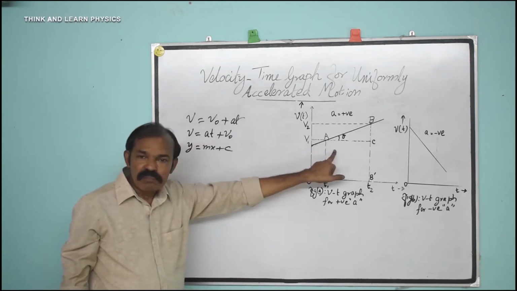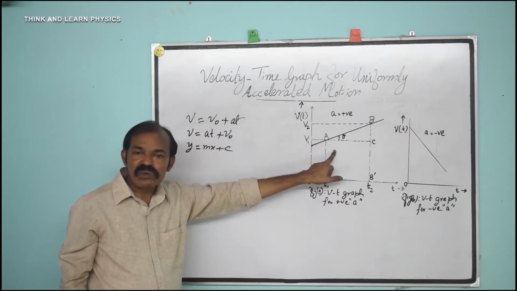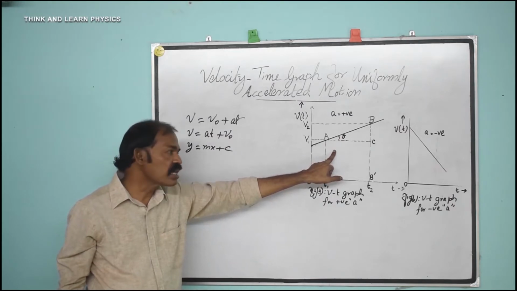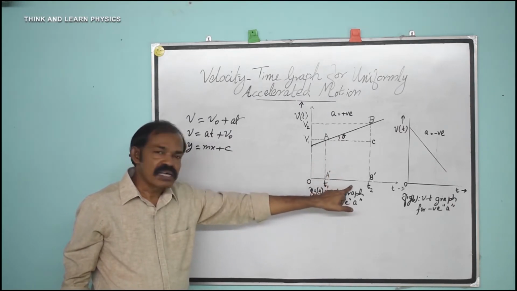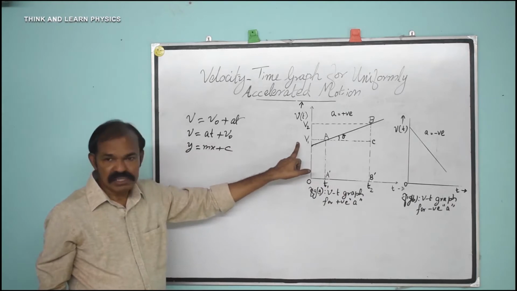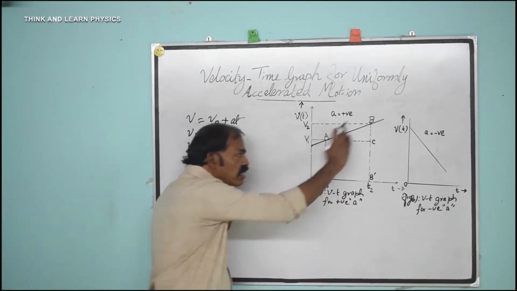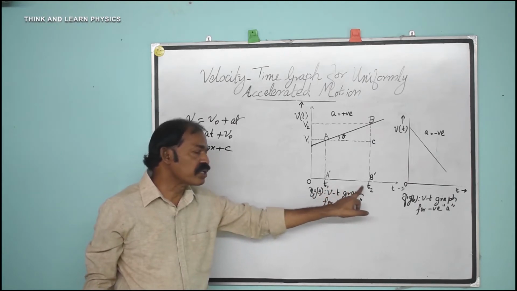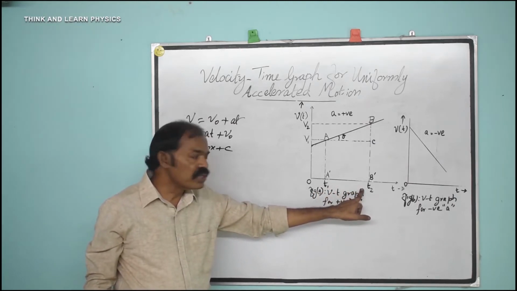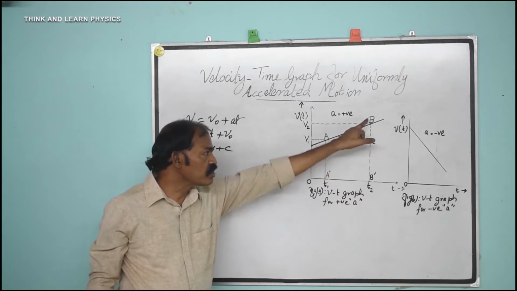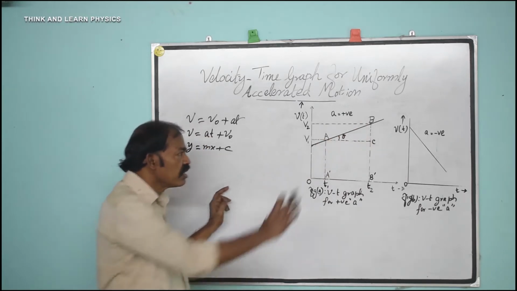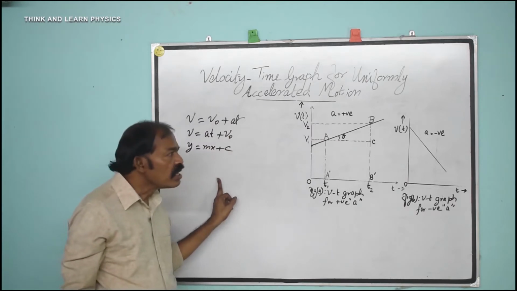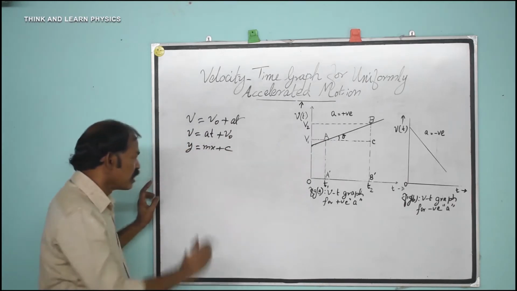This is drawn by finding the velocities of the particle at different instants of time. Time is plotted on the x-axis and the velocity is plotted on the y-axis, and we get the graph like this. Now we consider two instants of time t1 and t2. Corresponding to these two instants, A and B are points on the graph, and the corresponding velocities will be v1 and v2 respectively. Now let us find the acceleration.